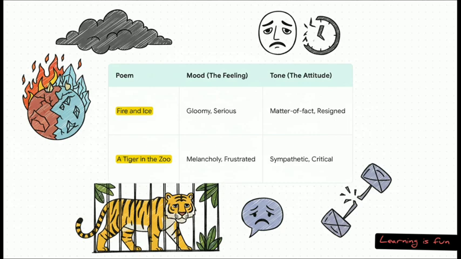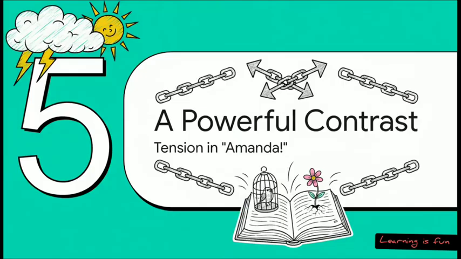Or check out A Tiger in the Zoo. The mood feels melancholy and frustrated for the tiger. The narrator's tone is sympathetic and critical of the situation, which just doubles down on that feeling. In both cases, mood and tone are working together to make the poem hit even harder. But, and this is where things get really interesting, sometimes the most powerful effect happens when mood and tone are actually fighting each other.